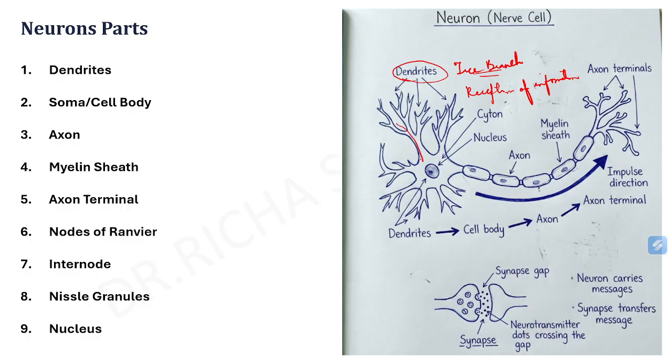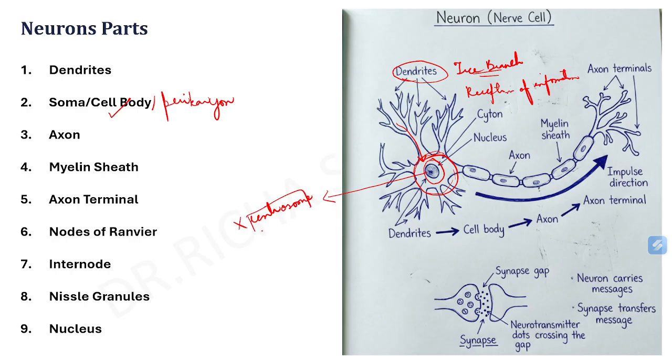The information then comes inside your cell body. This portion is called the cell body. The cell body is also called your soma or perikaryon. This particular part of the neuron is the most important one. It has a centrally located nucleus. The nucleus is one. And the speciality of this nucleus is that, unlike other cells in the body, it does not have a centrosome.